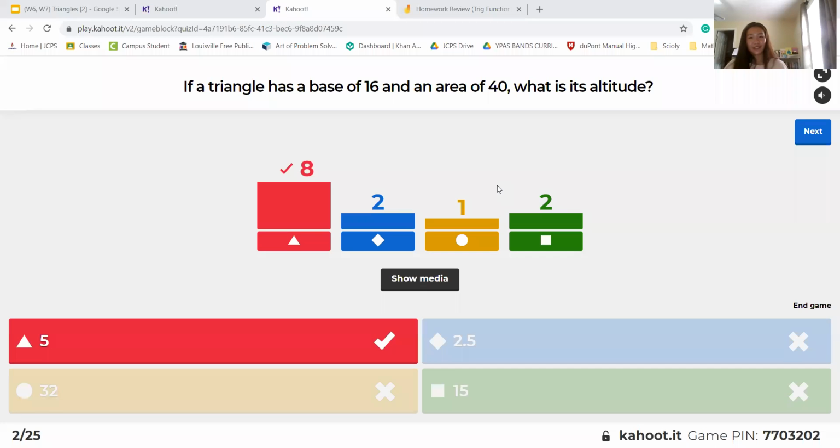Okay, a triangle has, so this one's just the equation for the area of the triangle, and most of you guys got it, so I don't think I need to explain.